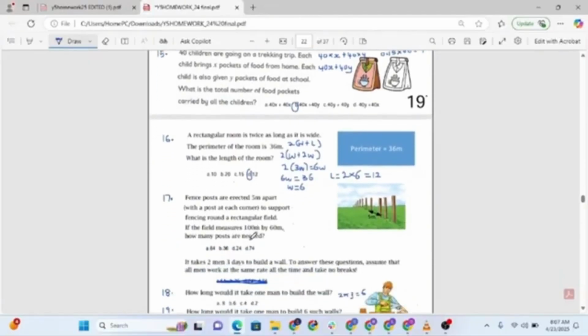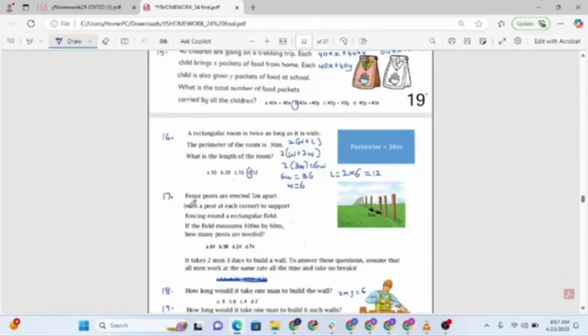Question 17. Fence posts are erected 5 meters apart, and there must also be a post at every corner to enclose a rectangular field that is 100 meters long and 60 meters wide.